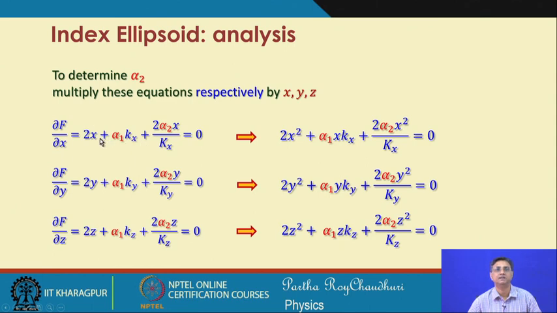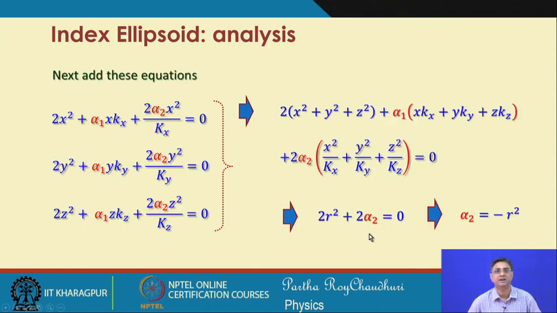So, if you multiply this equation with x, we get 2 x square plus alpha 1 x k x plus 2 x square alpha 2 by k x, and similarly this will be 2 y square and this will be alpha 1 y k y, this will be 2 alpha 2 y square by k y is equal to 0, and so on for the third equation. So, this will result in this form. Now, we can add these three equations, the left hand side and the right hand side.